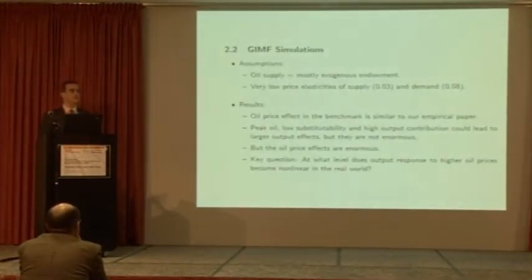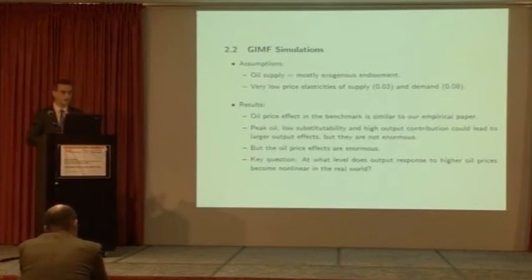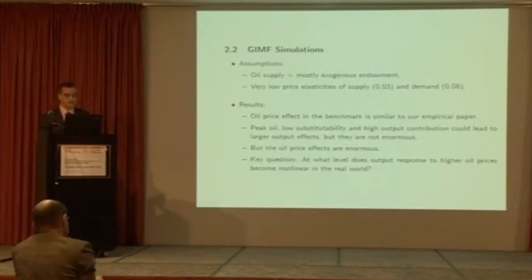And then what we do is we also do some simulations of oil shocks in our global model. This is the sixth region of the world economy model that I built at the IMF, where we put an oil sector into it with the exhaustible resource feature, in the sense that the oil supply is mostly an endowment. Right? And very low price elasticities of supply and demand, and there's a literature that supports those very low price elasticities.